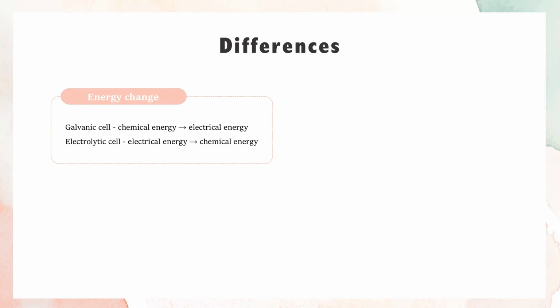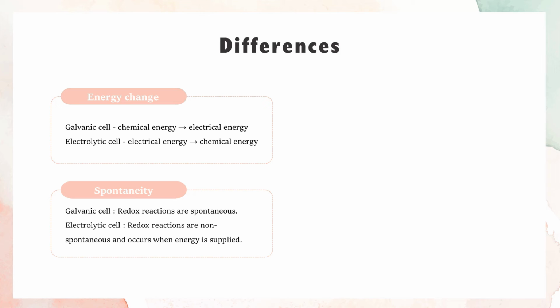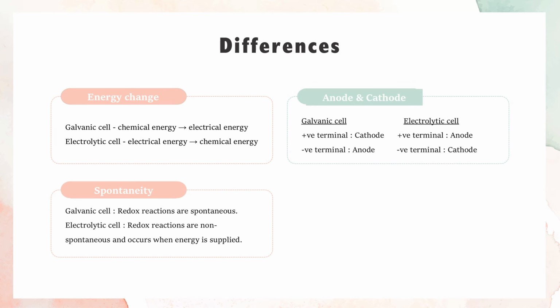There are some differences between galvanic cell and electrolytic cell. Galvanic cell converts chemical energy to electrical energy, while electrolytic cell converts electrical energy to chemical energy. In galvanic cell, the redox reactions are spontaneous, while in electrolytic cell, the redox reactions are non-spontaneous and occur when energy is supplied. Besides, the cathode is placed at positive terminal in galvanic cell and anode is placed at negative terminal. However, the situation is the opposite for electrolytic cell.